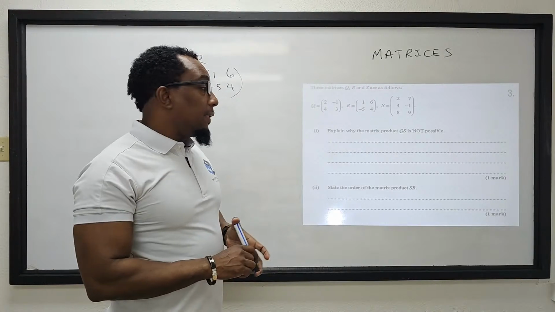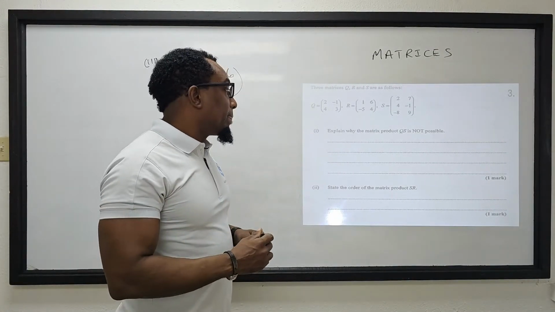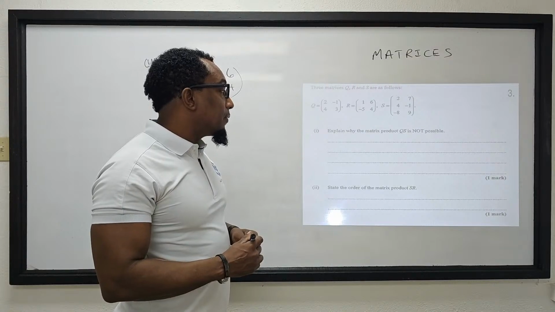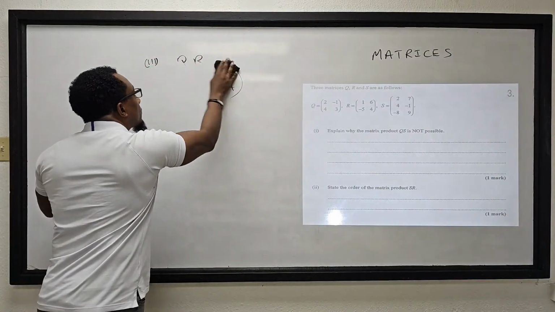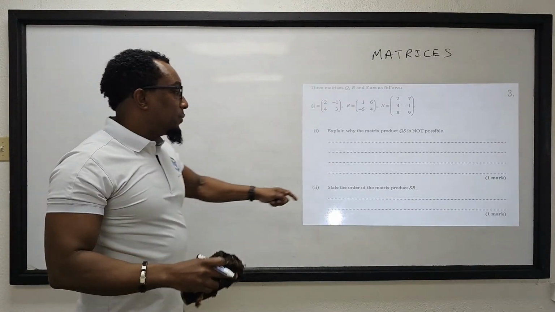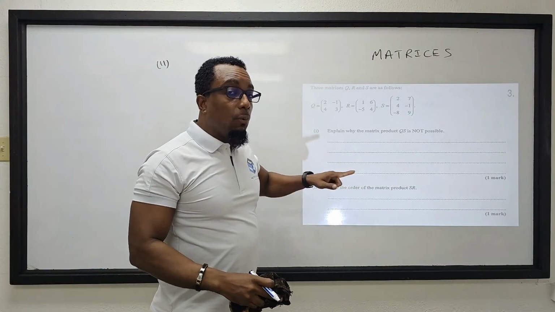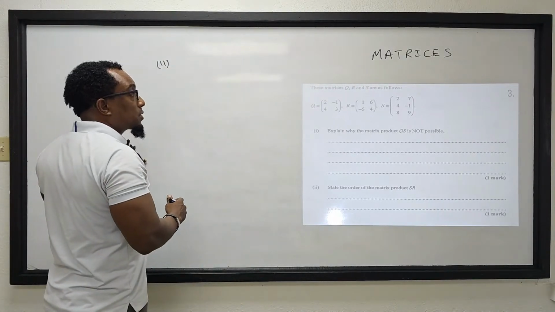Part 2 didn't want us to multiply it. Part 2 just asked us to state the order of the matrix product SR. So let me just do that part there. Let's do part 2. Reading part 2, it says here, carefully state the order. This is why it's important to read the questions carefully. The order of the matrix product SR.